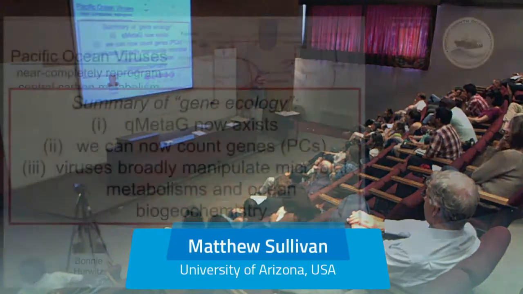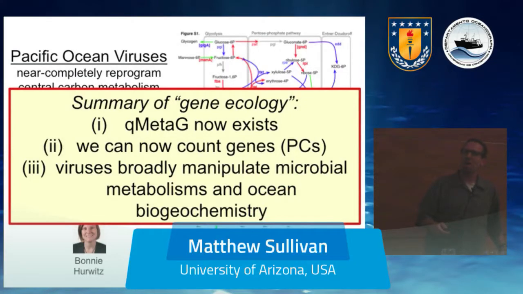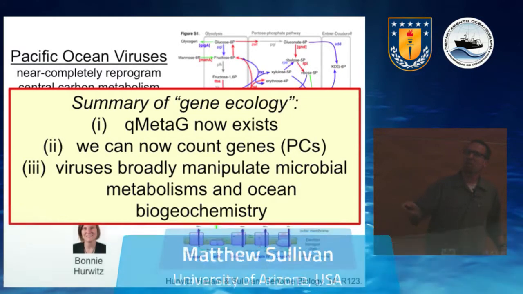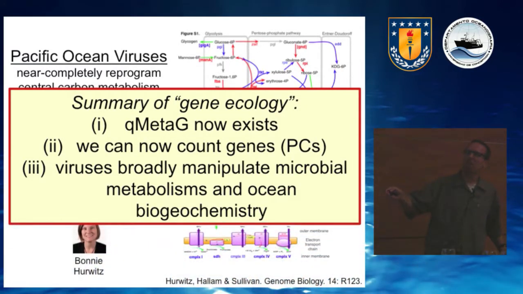So to summarize our ability to count, the summary of this gene ecology section is that we have quantitative metagenomics now. We can now count these different genes because we've got an organizational tool called protein clusters. And that's already showing us that viruses broadly manipulate microbial metabolisms. And the inference, though it would be great to get some measurements, is that this must impact ocean biogeochemistry in a very big way.